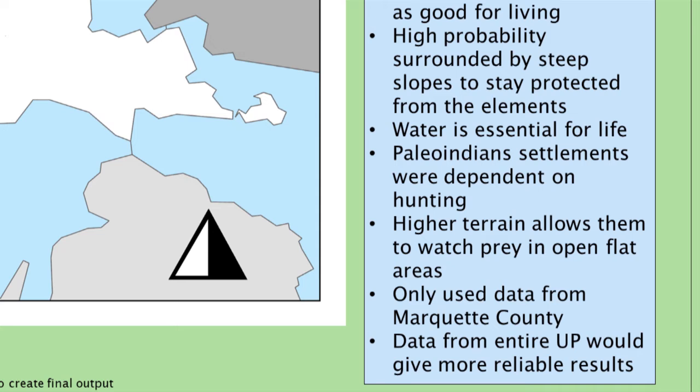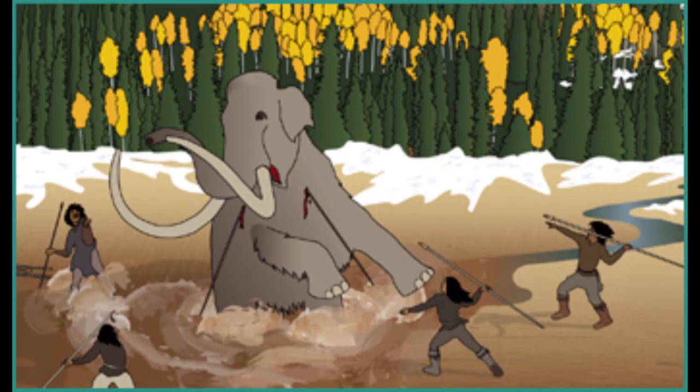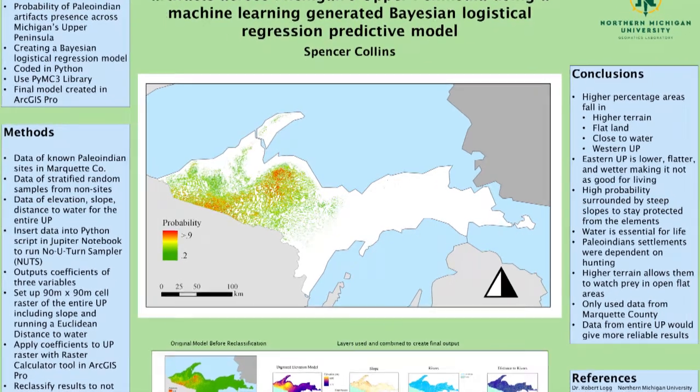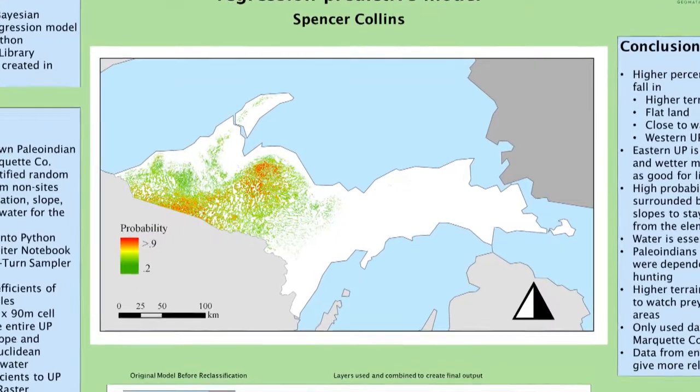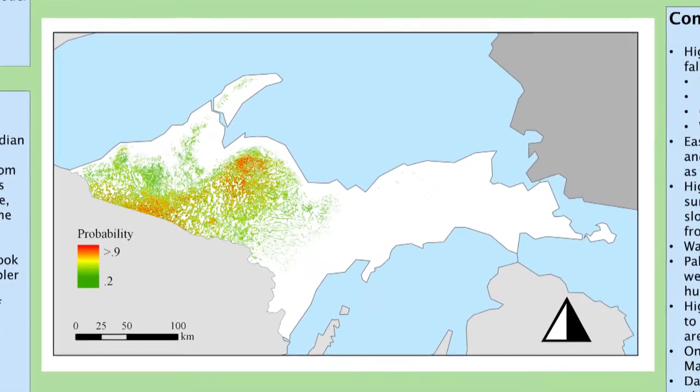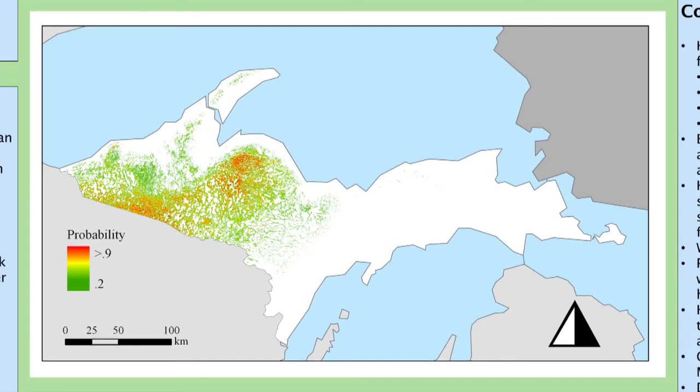And Paleoindian life kind of revolved around hunting. Their settlements revolved around where they could hunt the best. And if you're up high, looking down over a flat area of land, you could have a good vantage point of the whole area and where you could hunt. So finally, in conclusion, the most likely place for Paleoindian artifacts to be in Michigan's UP would be in the western portion in higher terrain that also has flat ground.